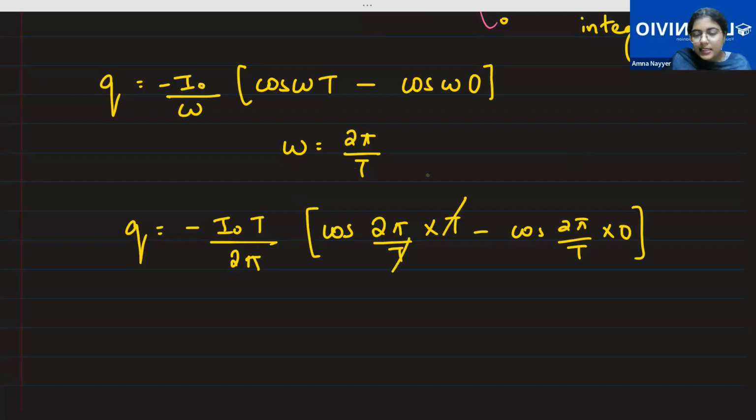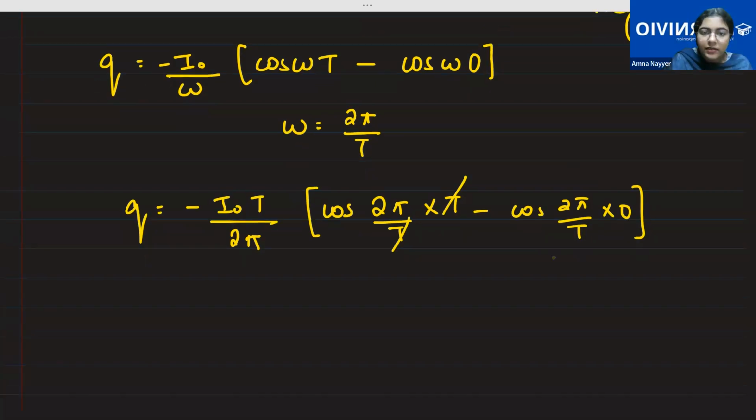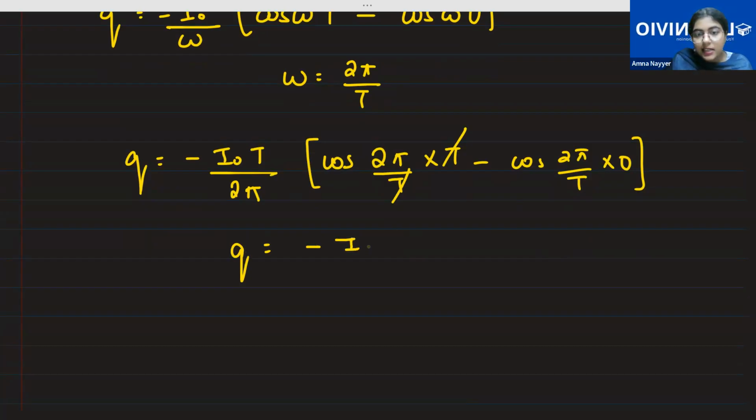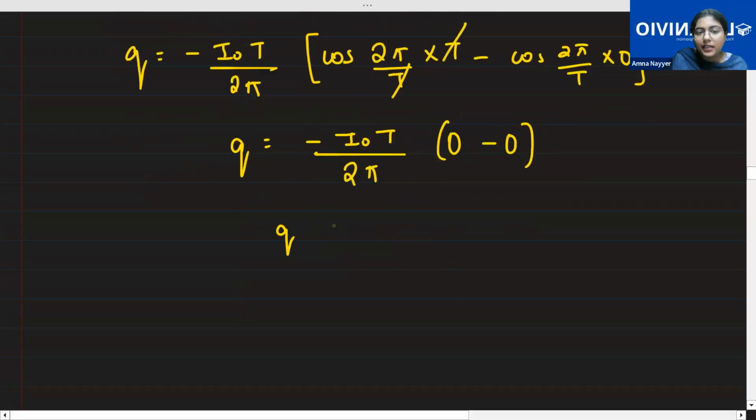Now this t gets cancelled, okay? And 2 pi into 0 is anyway 0. So what do we get over here? Q is equal to, see, this is the value over a full cycle. We're not talking in terms of half cycle. So minus I naught t divided by 2 pi. Now cos 4 pi is 0. So 0 minus 0 is 0. Basically, the charge is coming to be 0.